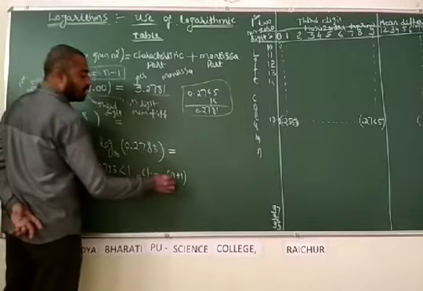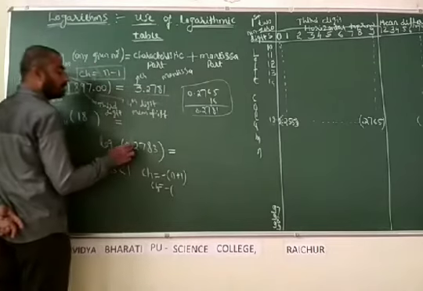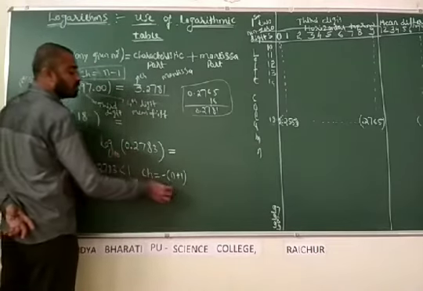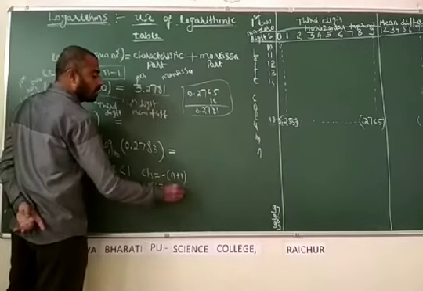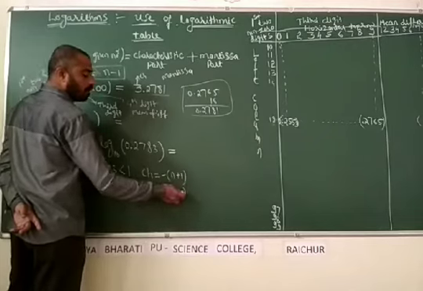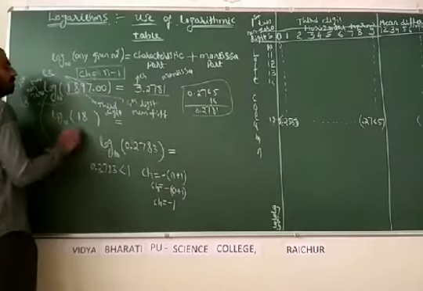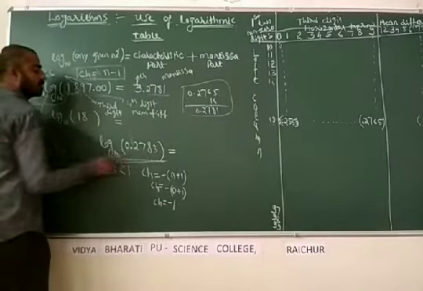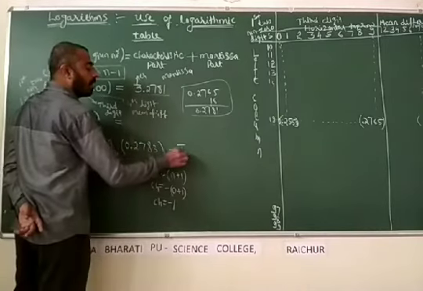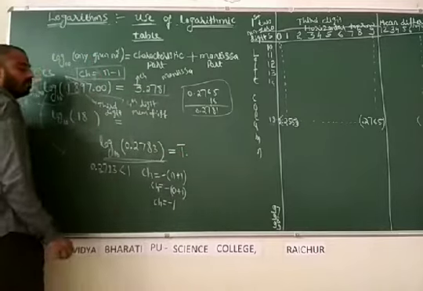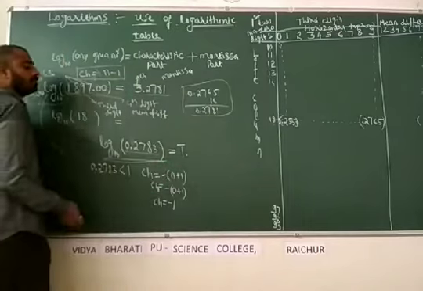For this example, n is equal to 0. After the decimal point, before the non-zero digit, the number of zeros is 0. So minus of 0 plus 1 is minus 1. The characteristic of 0.2783 is minus 1, and I write that as bar 1. The characteristic of this number is minus 1 or bar 1.